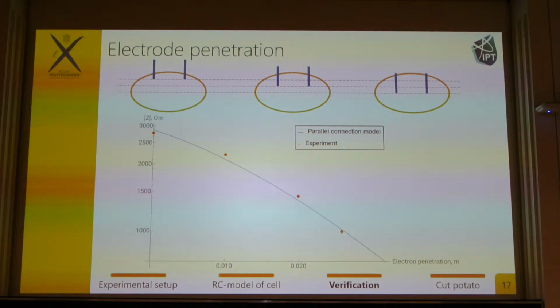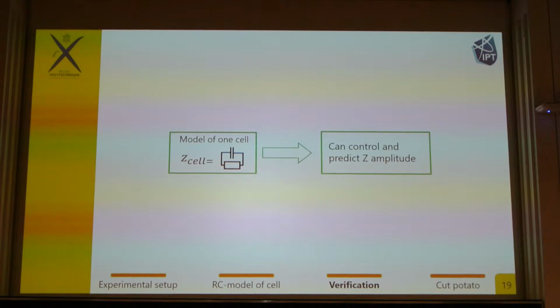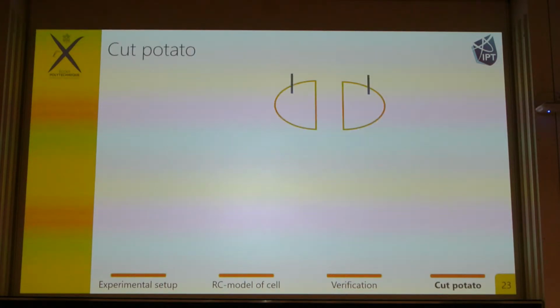So the takeaway of all of this is that if we have just the one model of one cell of the potato, we can predict all the parameters: how we put the electrodes, what is the volume of the potato, and all the possibilities of the potatoes that we can get. And this is very important. So we can control and predict the impedance.